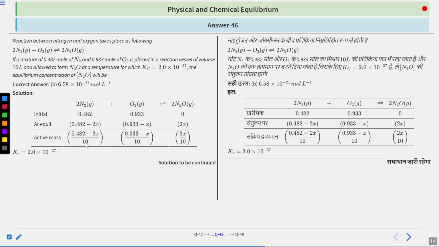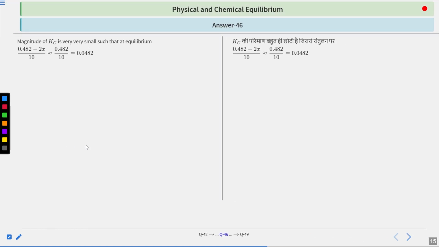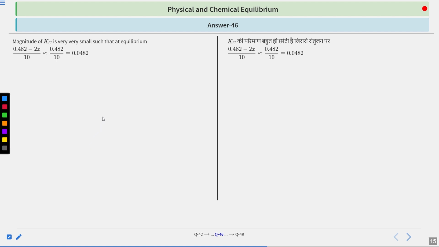So Kc was given 2.0 into 10 to the power minus 37. Now the magnitude of Kc is very small, such that at equilibrium (0.482 minus 2x) by 10 is equal to 0.482 by 10, which is 0.0482. Now N2 at equilibrium is 0.0482 mole per liter. O2 at equilibrium is 0.0933 mole per liter.